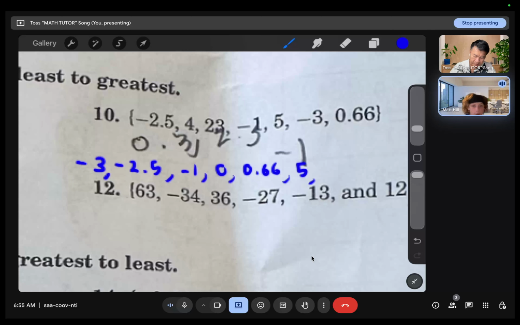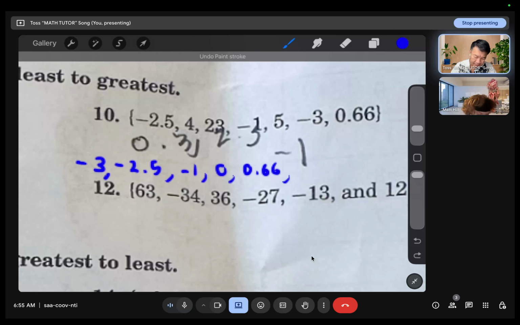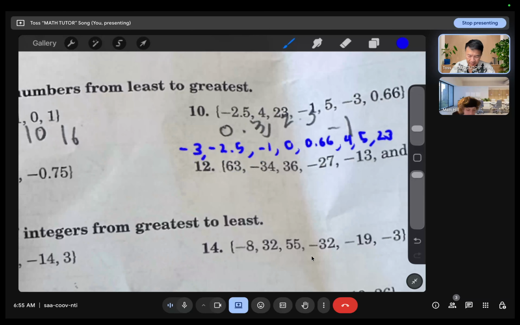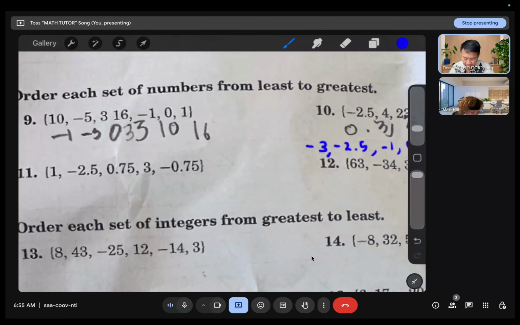And then 5, next one. 5, and then 4 actually. Oh yeah, 4 first. 4 first. Good. Then 5, then 23. That's it. Okay. I hope you have this written down. Okay, got it. Next one.